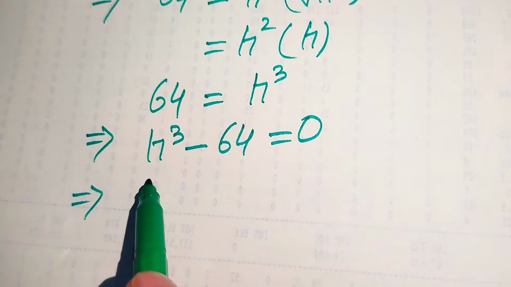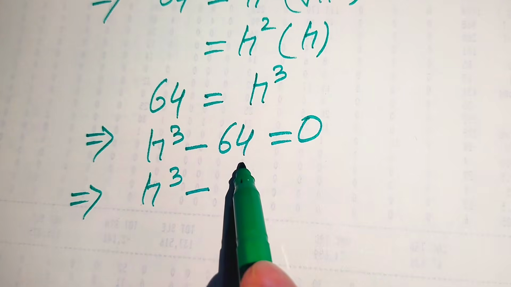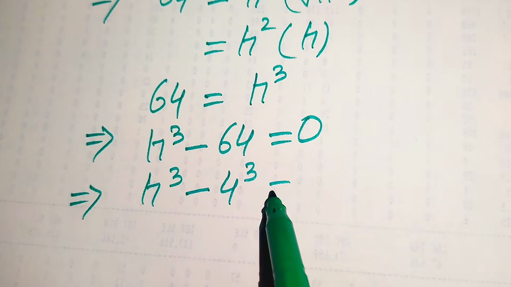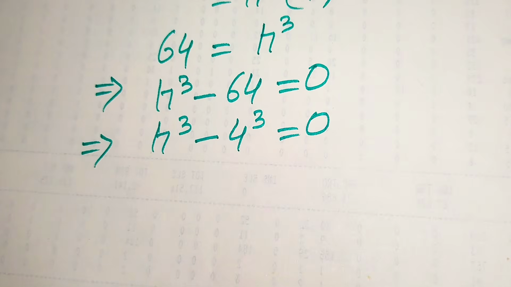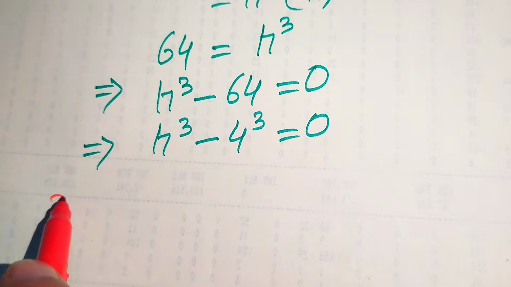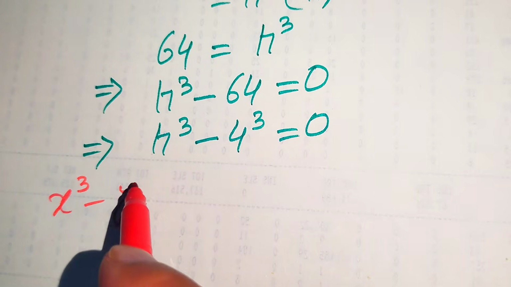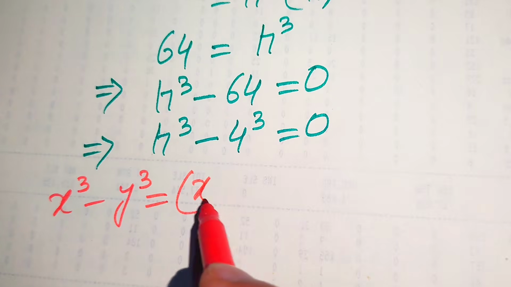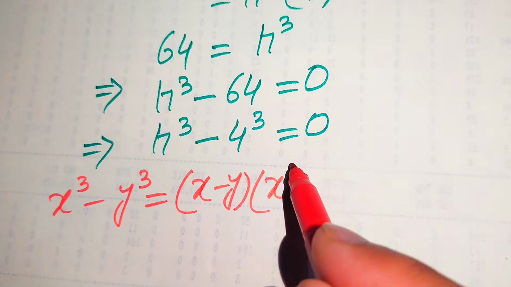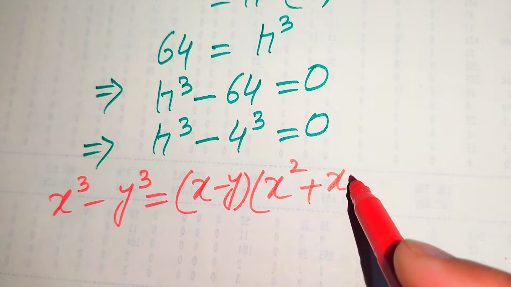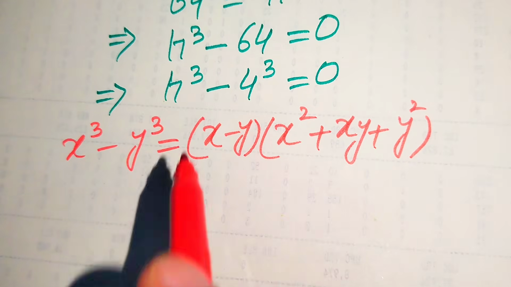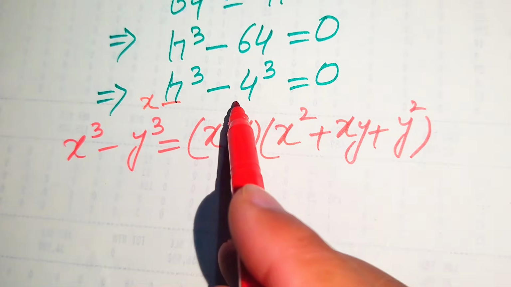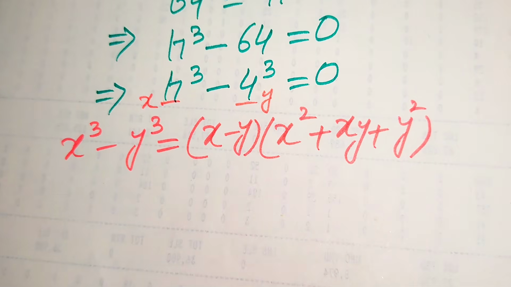Then we rewrite this equation as h cubed minus 64, and we write 64 as 4 cubed, and this whole equation is equal to 0. Now in the next step we need to use the cubic formula. You know that x cubed minus y cubed is equal to x minus y times x squared plus xy plus y squared. According to this, the base of this term is our x and the base of this term is our y.